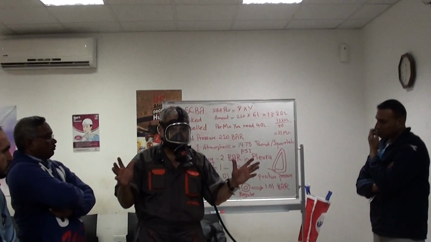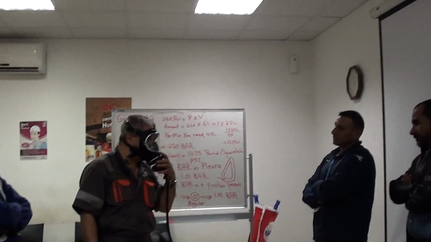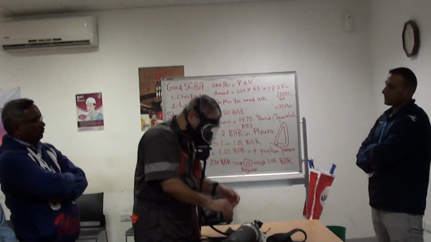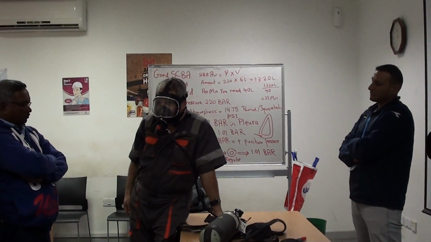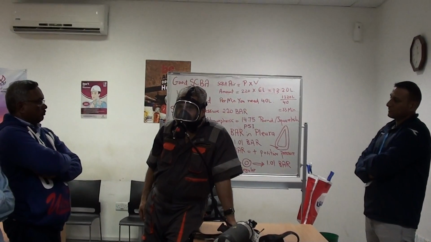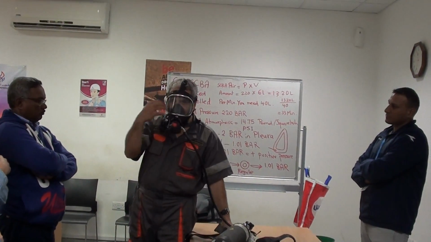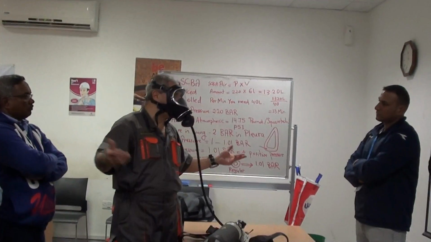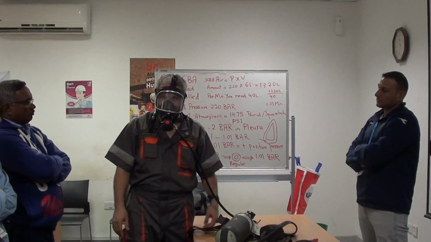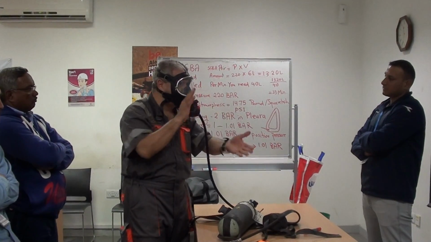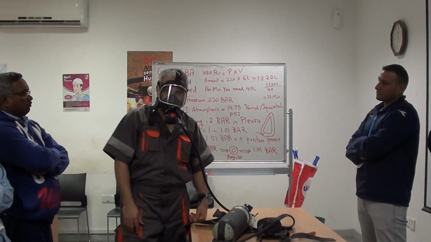So the golden rule, before you put the mask on, you have to make sure that you open the big valve of the bottle. If the big valve of the bottle is not open, and then you put the mask on and you inhale, you will suffocate, you will die. The easiest way to commit suicide. Keep it closed and put the mask on.